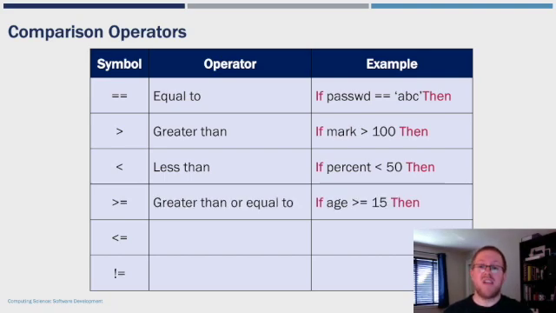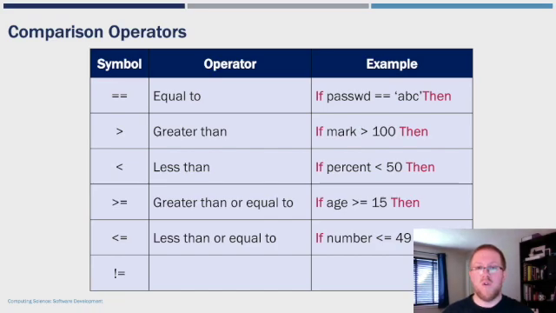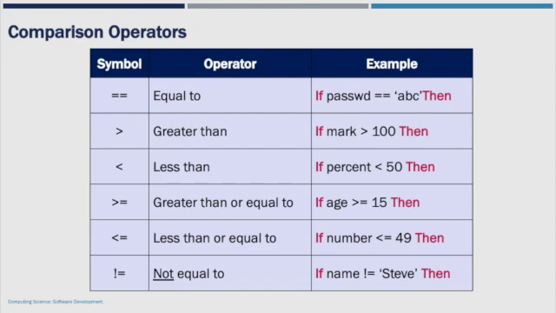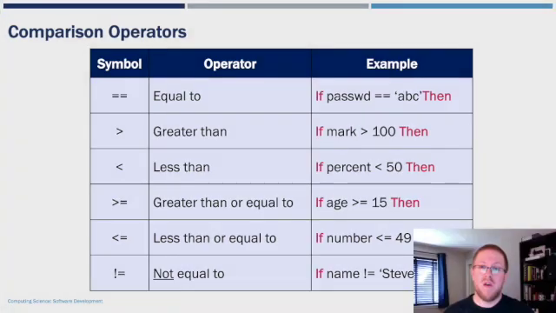We then have greater than or equal to. So if the age is greater than 15 or is equal to 15, then something is going to happen. We then have less than or equal to. So if the number is less than 49 or equal to 49, something is going to happen. And lastly, not equal to. So if the name is not equal to Steve, something is going to happen. The not equal to and the equal to are the opposites of each other.